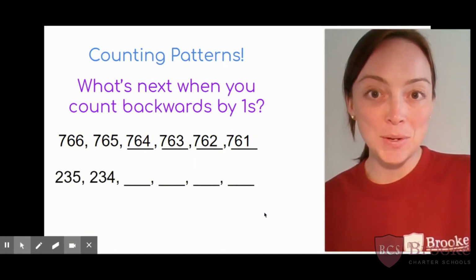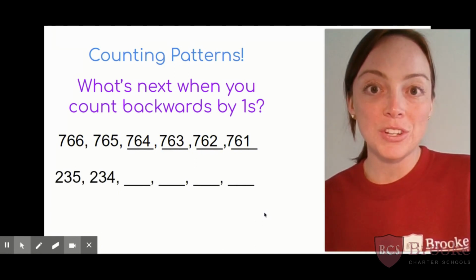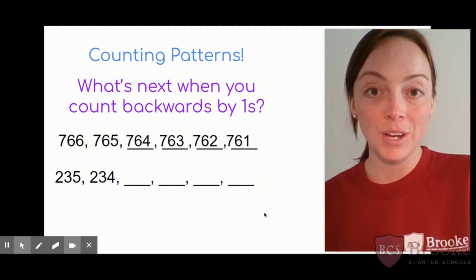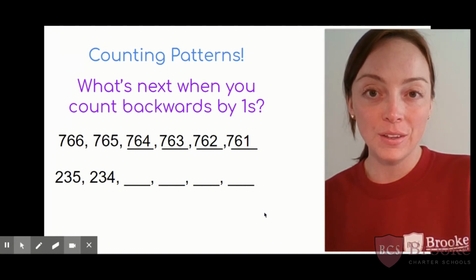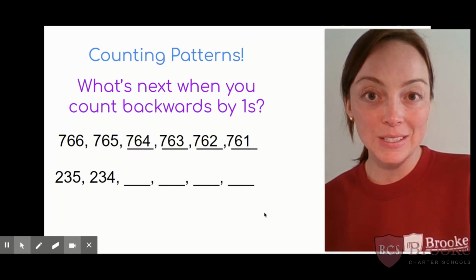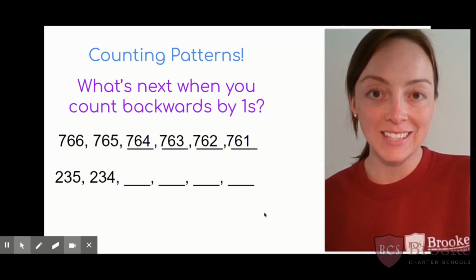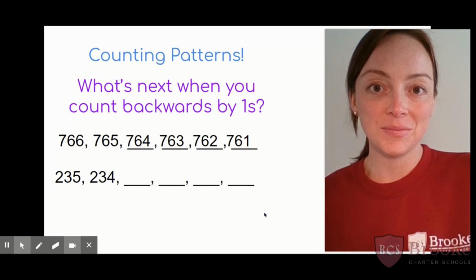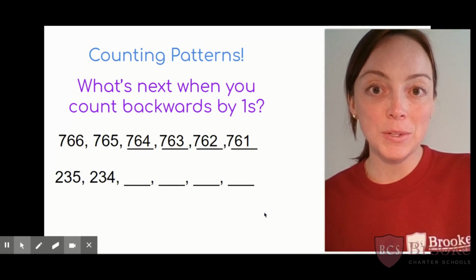Let's count these first 2 numbers together. 235, 234. What are the next 4 numbers in this counting pattern, going backwards or smaller by ones? Get to work. Make sure you record these numbers in your YouTube workbook so you can show your teacher during conferences.